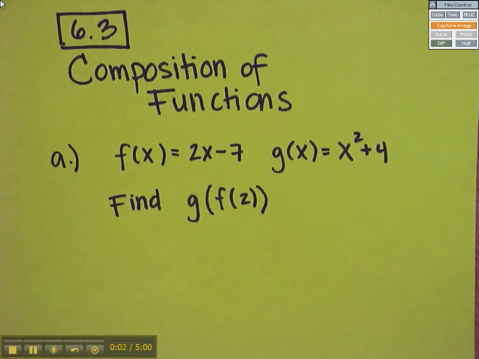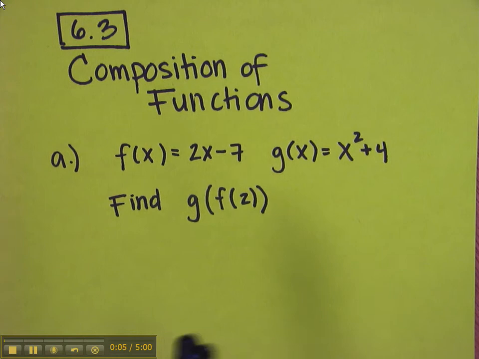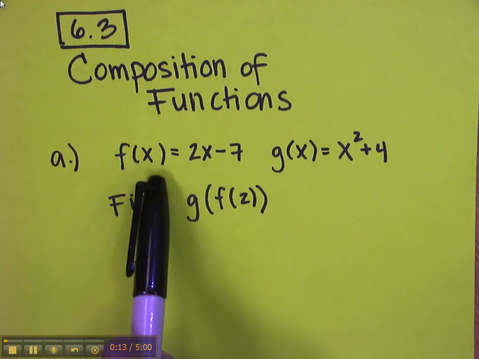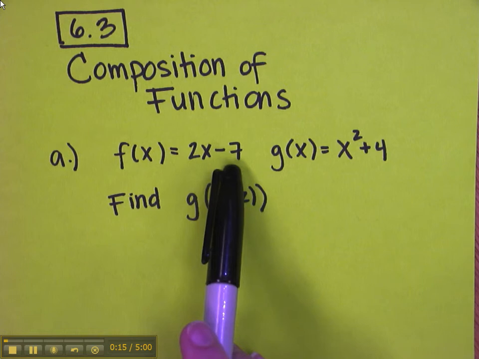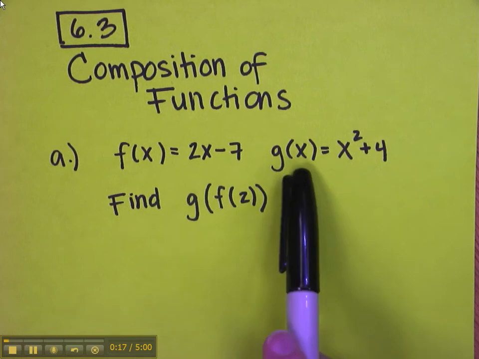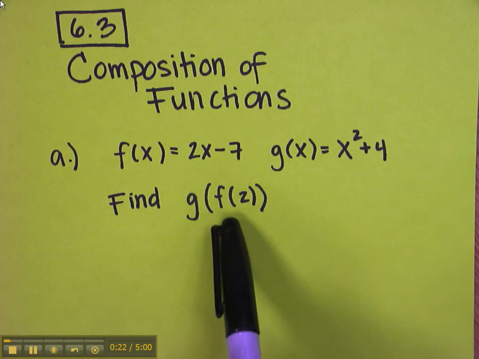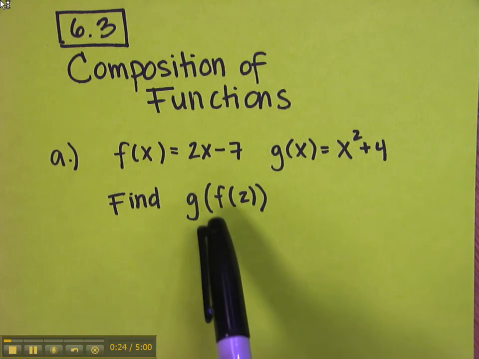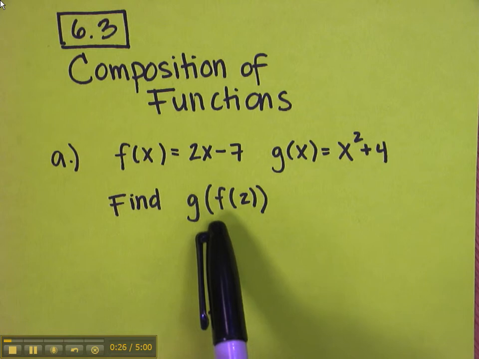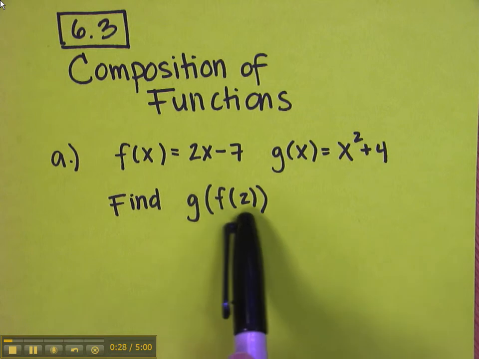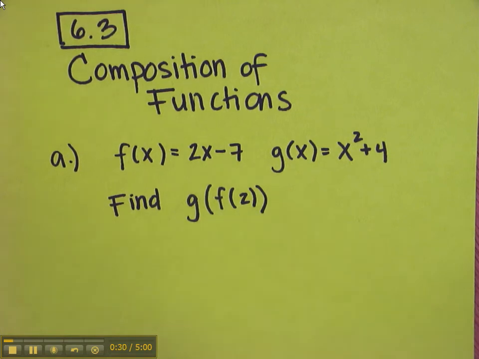In 6.3, one of the things we are going to be talking about is composition of functions. And really this is just plugging one function into another. So if we had f of x equals 2x minus 7, if that was one function, and we have another function, g of x equals x squared plus 4, and we're asked to find f of g of 2. Okay. Really what we're going to look at, since PEMDAS tells us to look in the parentheses, we're going to look in the innermost parentheses, and we see f of 2.